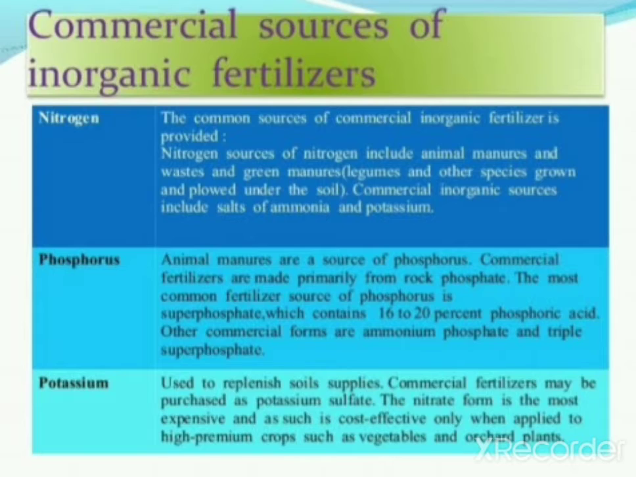Phosphorus. Animal manures are a source of phosphorus. Commercial fertilizers are made primarily from rock phosphate. The most common fertilizer source of phosphorus is superphosphate, which contains 16 to 20% of phosphoric acid. Other commercial forms are ammonium phosphate and triple superphosphate.